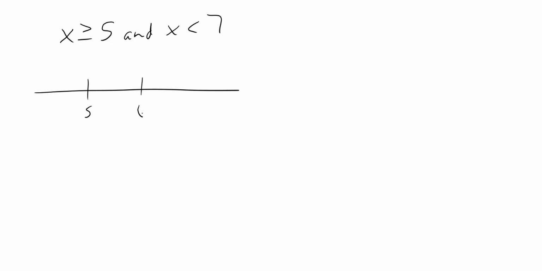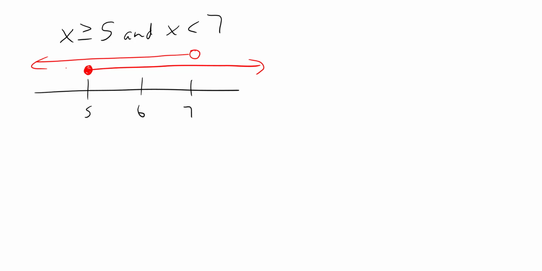x is greater than or equal to 5, and x is less than 7. The first thing you're going to do is graph it. So 5, 6, 7. You're going to say greater than or equal to 5, and then less than 7. Is that cool? Pretty easy. Now where do the graphs overlap? They overlap starting here and keep going here.